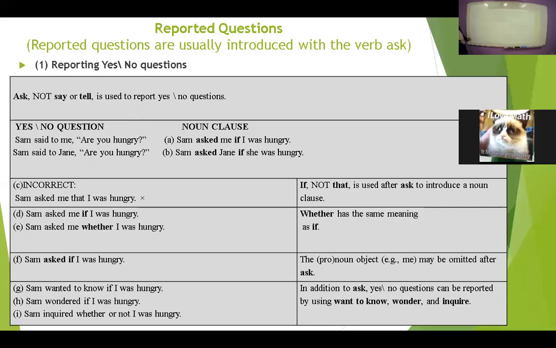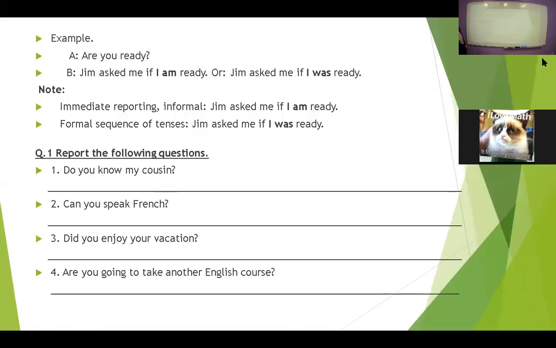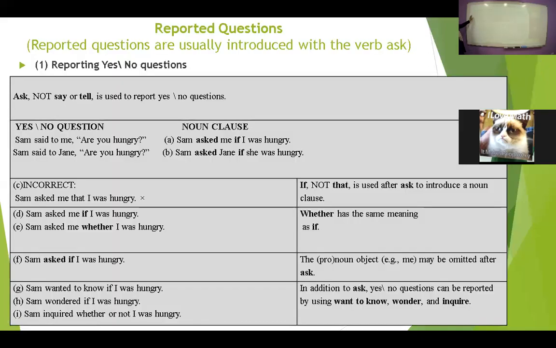Yes. Okay. I have to move this part. Okay. Example: Sam said to me, he said to me, are you hungry? Are you hungry? When I ask you this question, are you hungry? It's either you say yes or no.